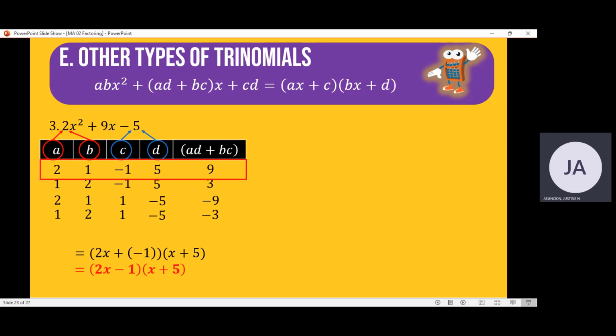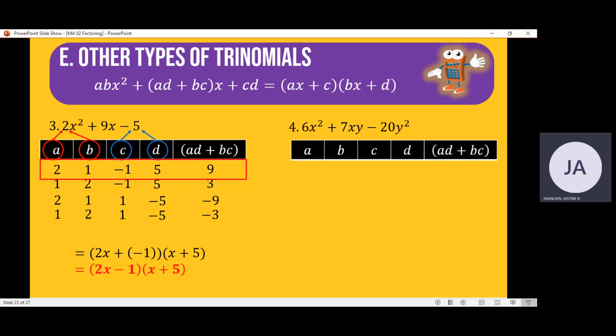Another example. 6x squared plus 7xy minus 20y squared. So again, we utilize this method, but then again, it is a trial and error. You need to identify the factors of the first term, AB, which is 6 here, and then CD, -20 for the last term. Okay, so we have your combination. So actually, you can include the variables here to simplify, to identify the factors immediately.